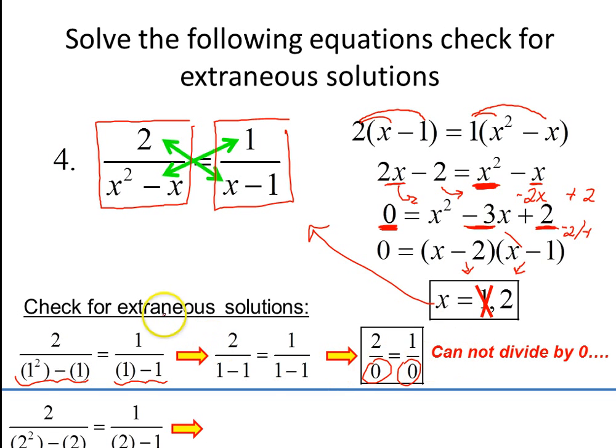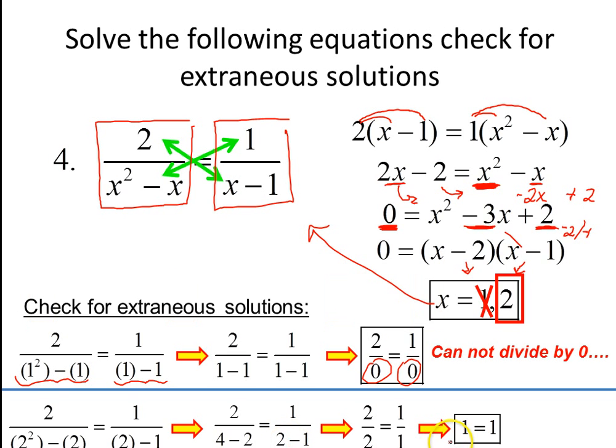Then plug your 2 in. 2 over 2 squared minus 2, 1 over 2 minus 2. Okay, you can plug this in your calculator, but this is pretty darn easy to do by hand. What's 2 squared? 4. What's 4 minus 2? 2. What's 2 minus 1? 1. Okay, you can do this by hand. So you get 2 divided by 2 and 1 divided by 1. What do both of those equal? 1. 2 divided by 2 is 1. 1 divided by 1 is 1. So 1 does not work. 2 does work.